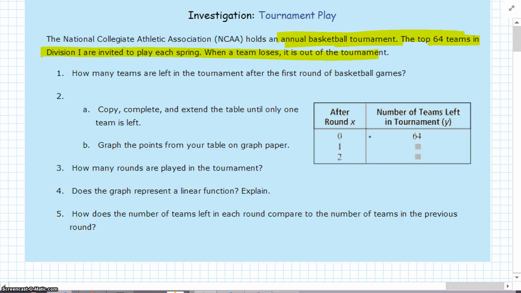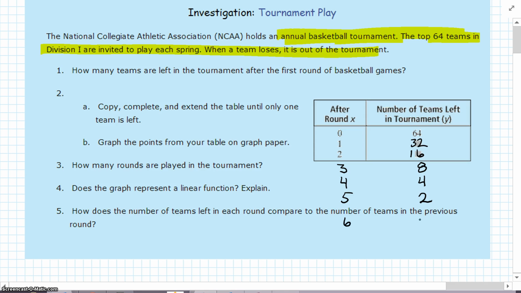Okay, and again, after we play the buy-ins and all that. After the first round, half of those teams are gone, so there's 32 left. After the second round, we get to 16 teams left, known as the Sweet 16. After the third round, we get to 8, or the Elite 8. In the fourth round, oddly enough, we get to the Final 4. After the fifth round, we have 2 teams. And after the sixth round, we have our national champion.